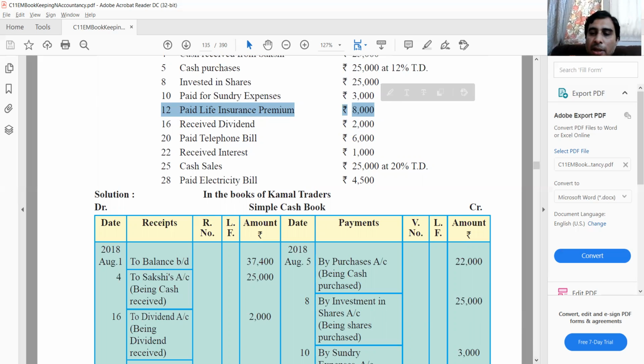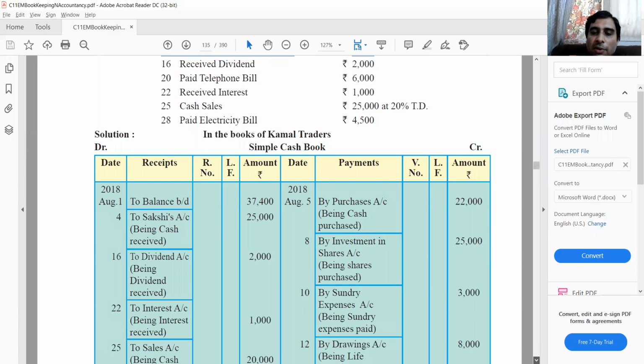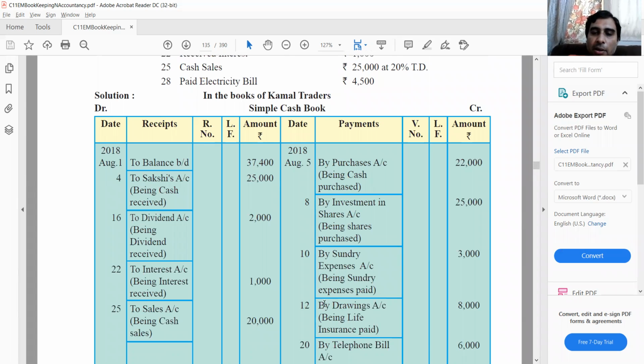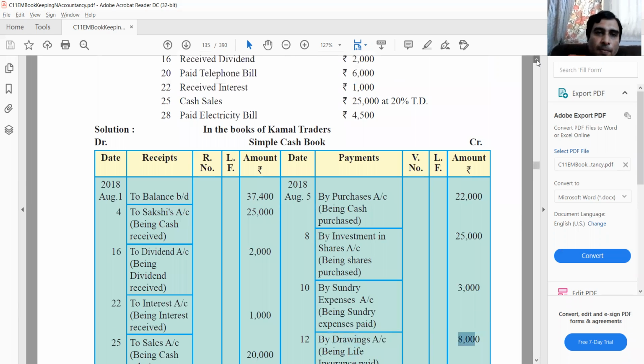It will get recorded as by drawings, and the narration will be life insurance premium paid. So you see here, by drawings 8,000. So you have to be able to pick up the trick question and get the right answer.